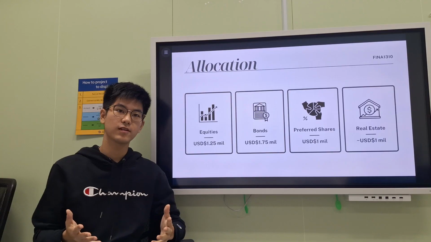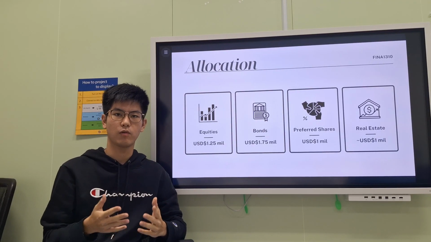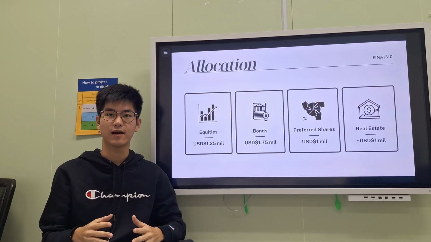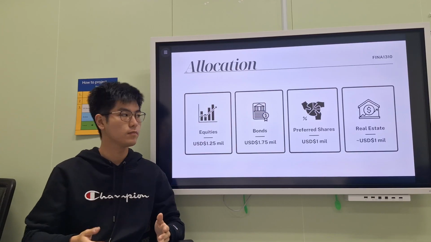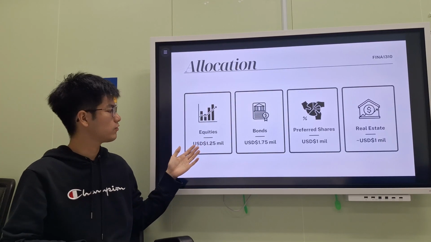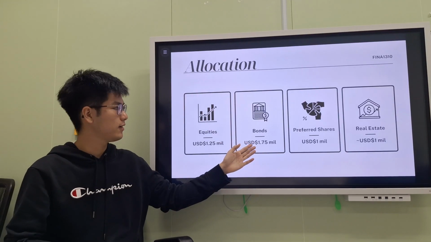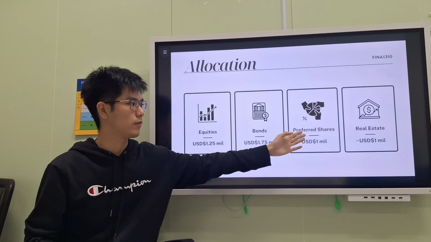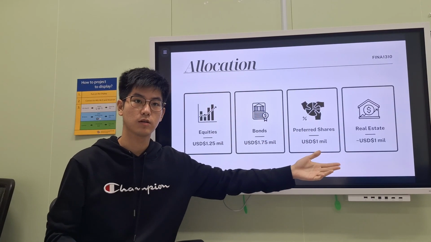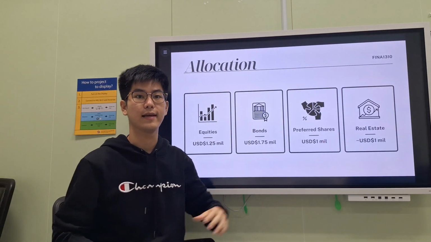Right. With $5 million on our hands, it's an important question to ask what to do with that money and how we allocate that across the different sectors. So, to answer that question, we will put $1.25 million into stocks and equities, $1.75 million into bonds, $1 million into preferred shares, and roughly the rest, due to currency exchange rates, into real estate in Hong Kong.